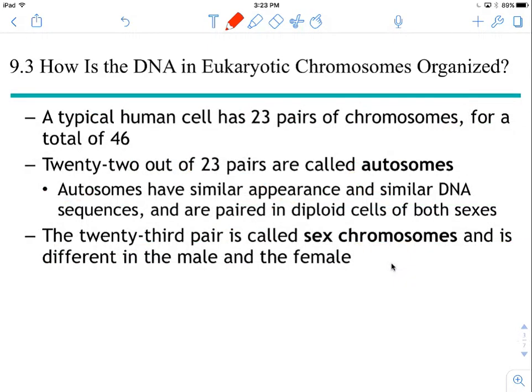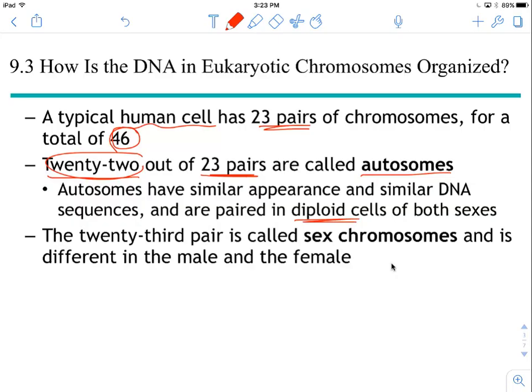So let's look at humans, and most of you know this, so it should be review. A typical human cell has 23 pairs of chromosomes. So there's a total of 46 chromosomes in every human cell. Out of those 23 pairs, 22 of the pairs are called autosomes. Autosomes have similar appearance and are paired. We're going to talk about what this word diploid means in just a minute.